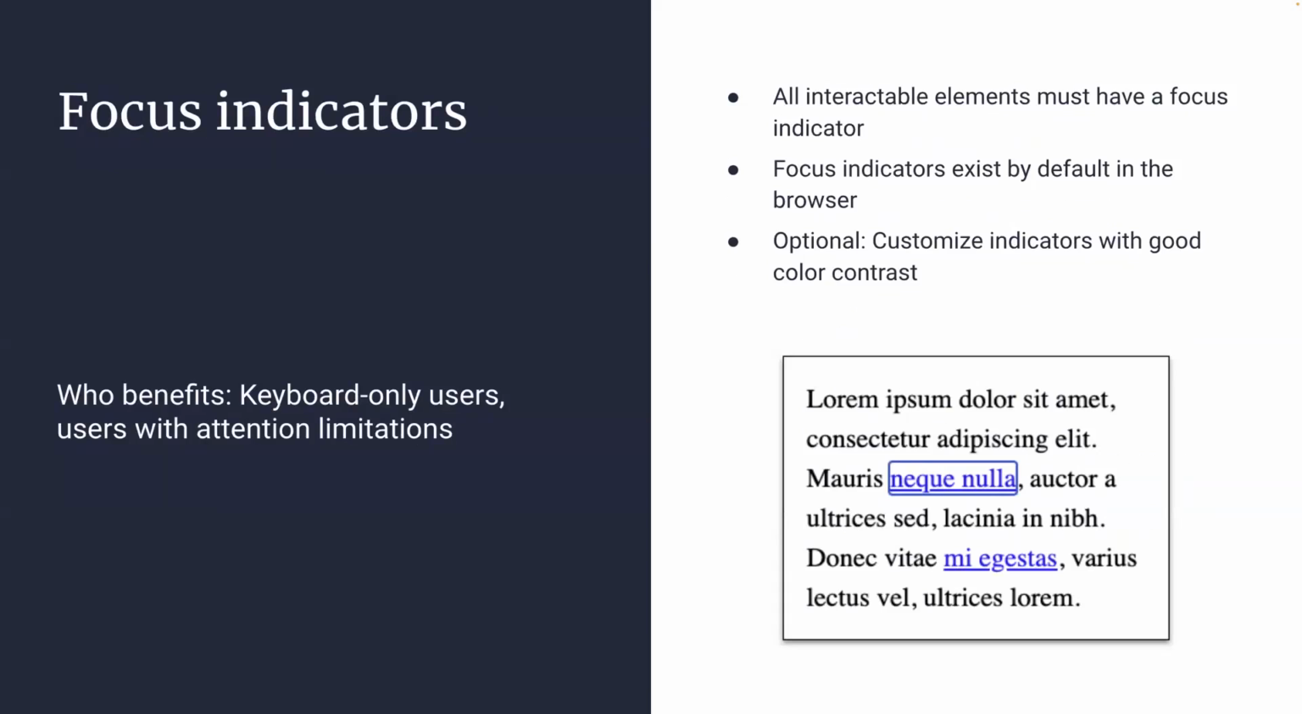On the subject of keyboard testing, pay special attention to focus indicators. Things like links, buttons, custom interactive controls, and so on should have a visible focus indicator. By default, this is an outline around the element in focus. I've included a screenshot here of some placeholder text with two inline links. The first link has a default blue focus border around it.